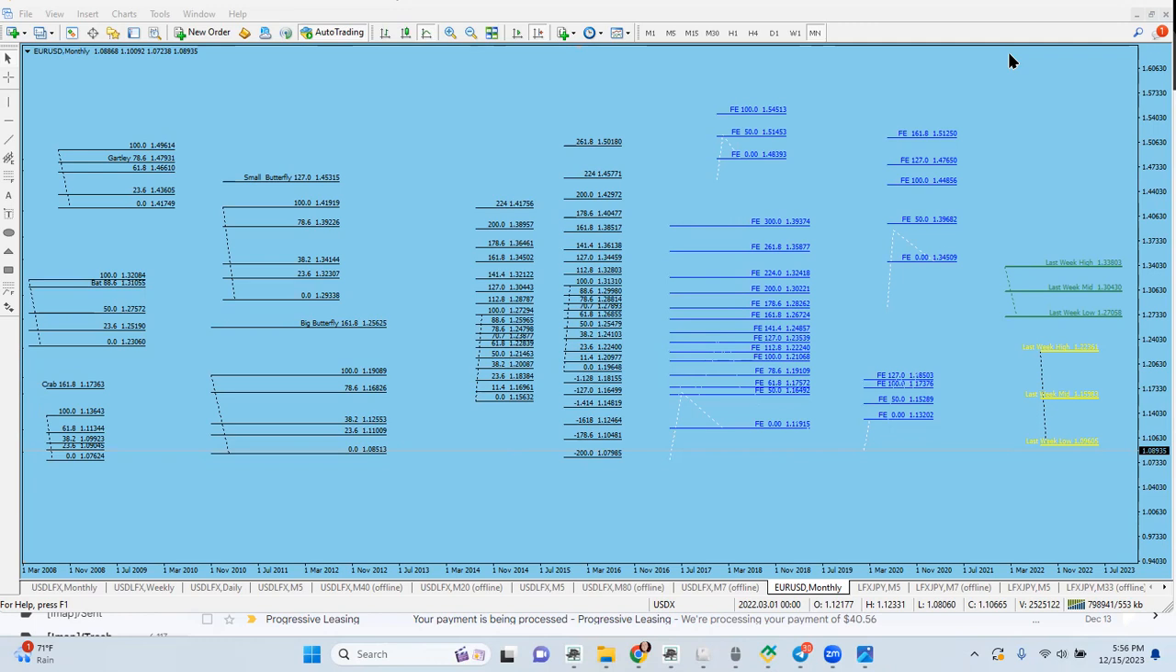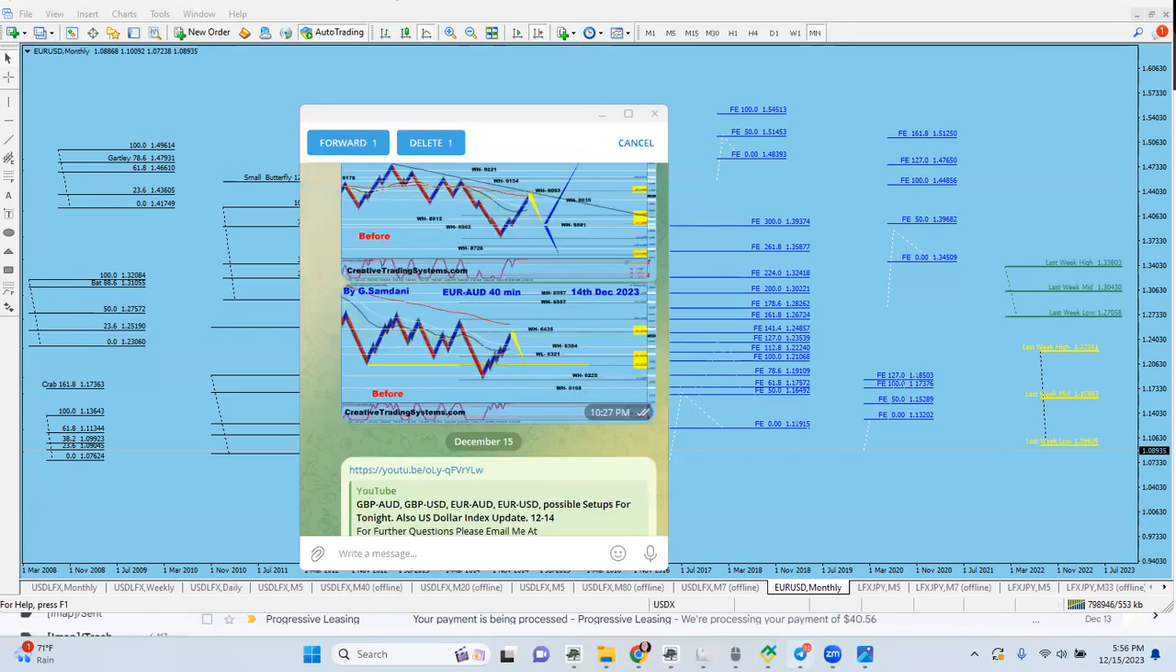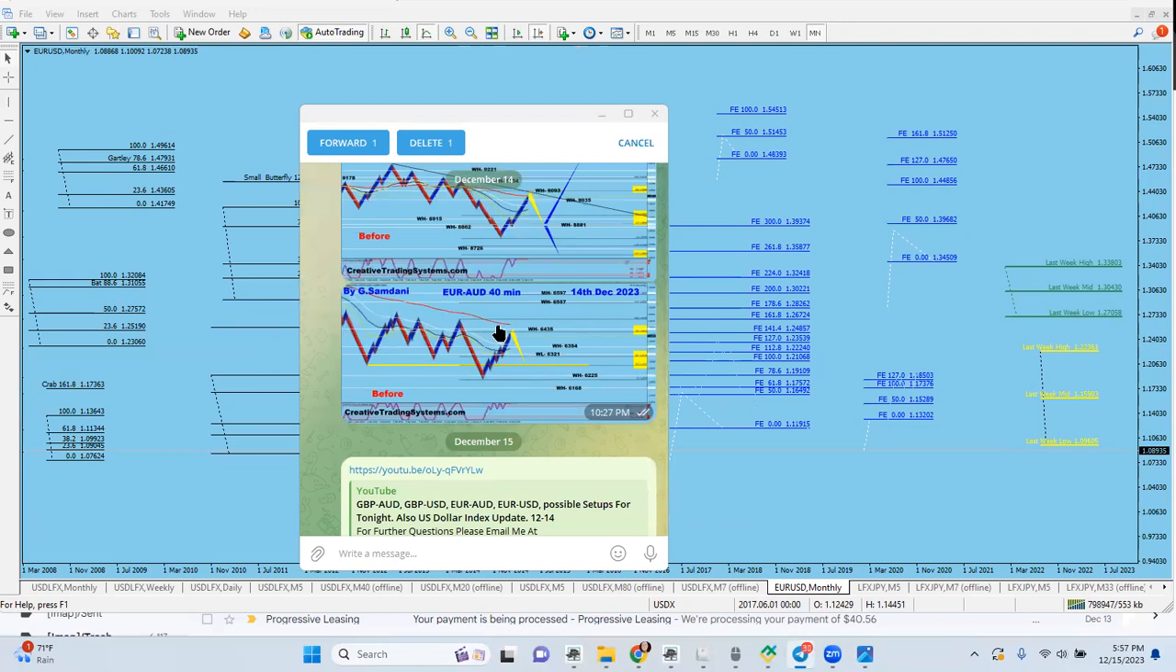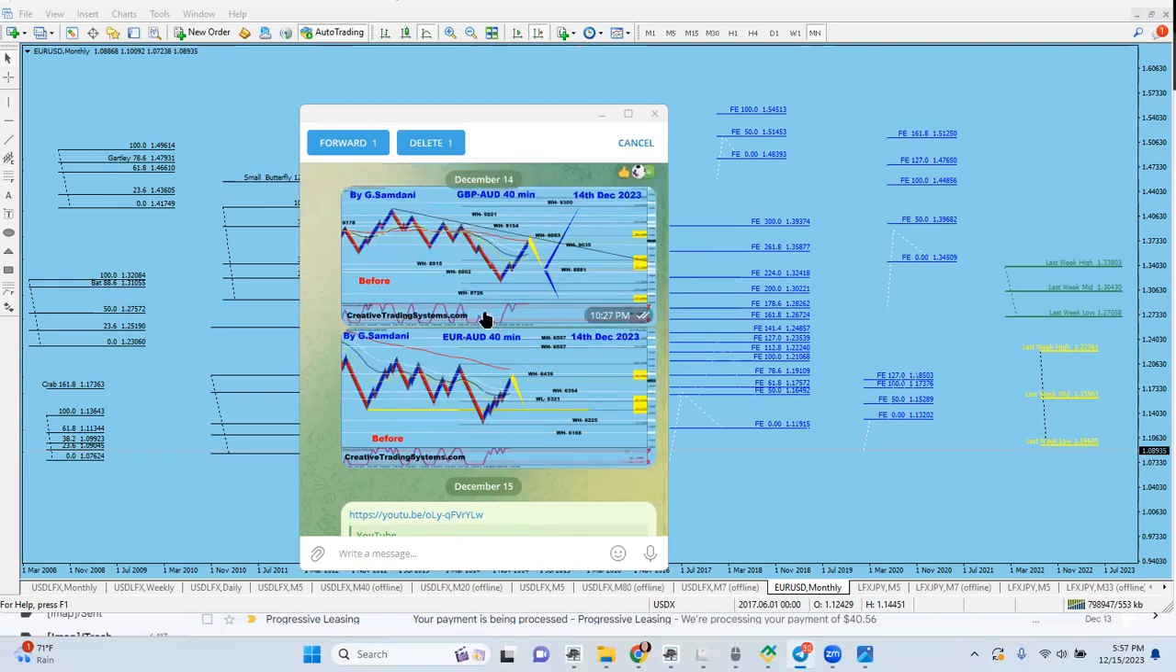I'm making this video about the trade setups that I gave in yesterday's video, and I made the chart for them as well, right? So I'm going to show you guys what happened to those. I posted those trades on my Telegram as well. You see, this is the Pound Aussie and Euro Aussie. There was another one I forgot to post. Anyway, let's take a look at what happened.